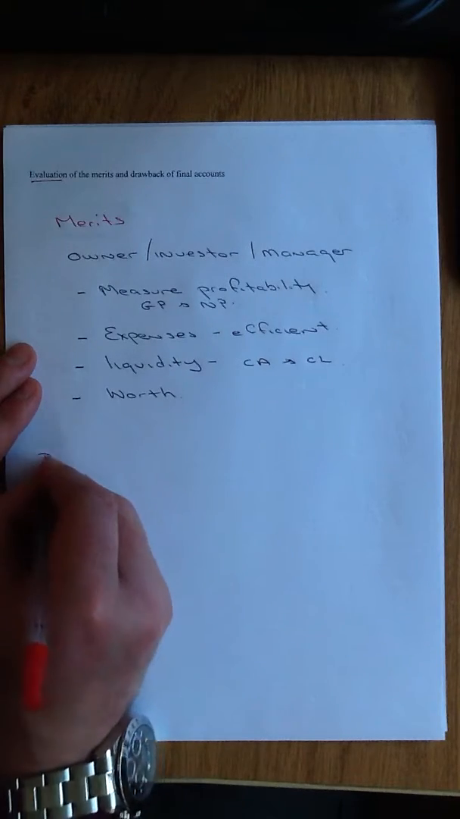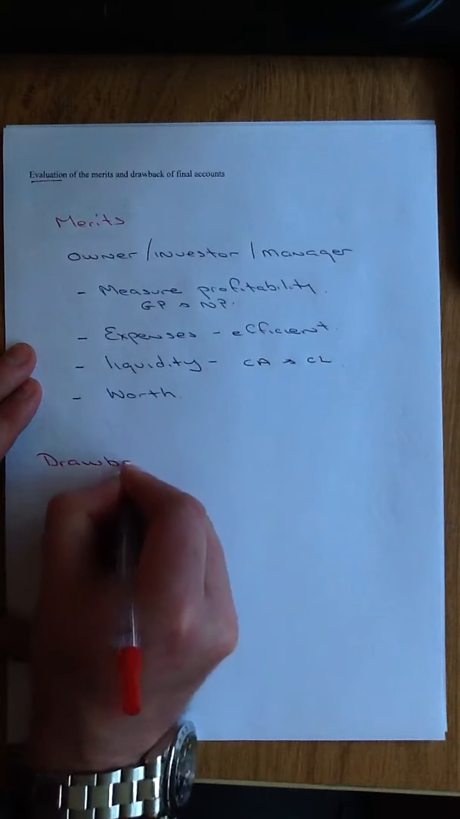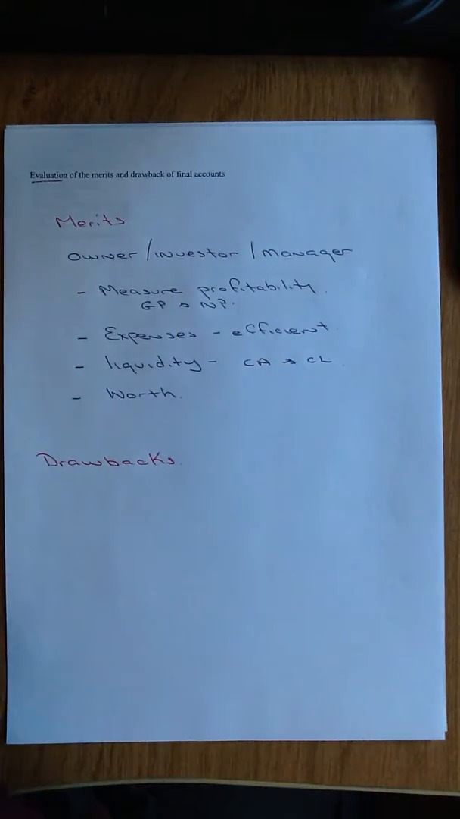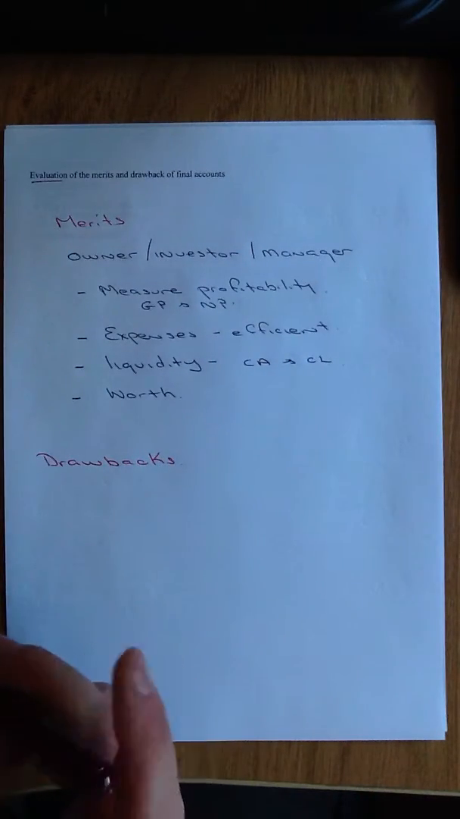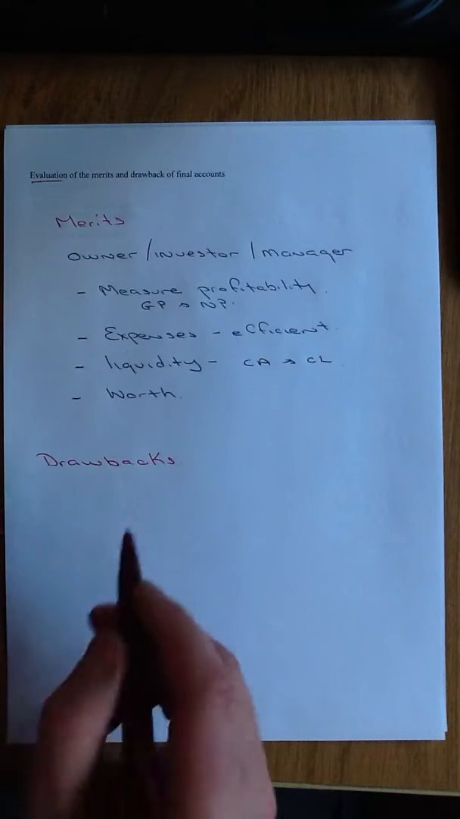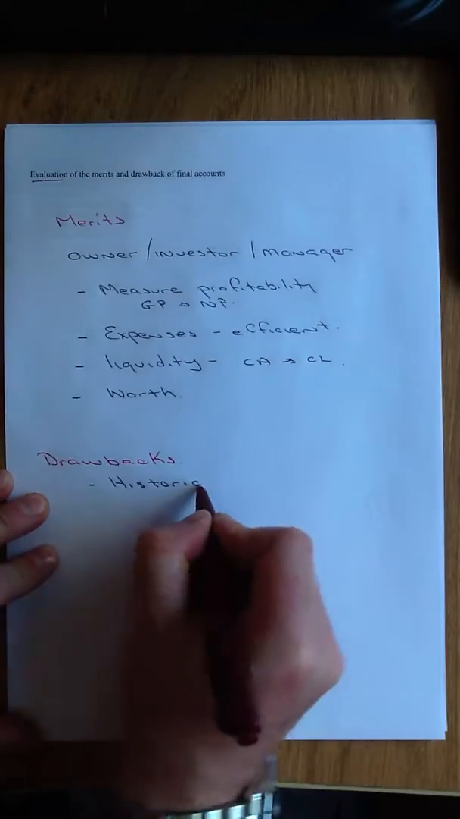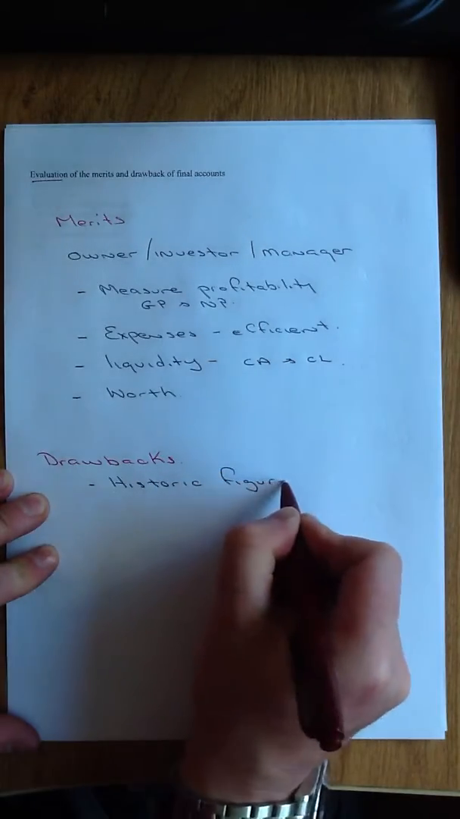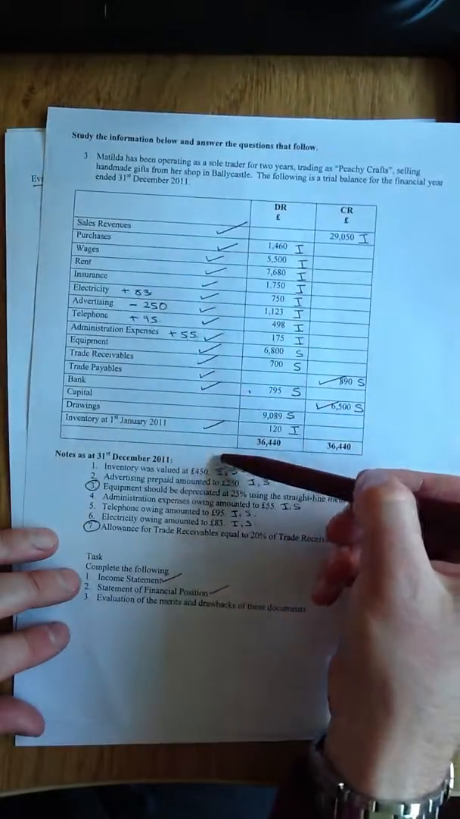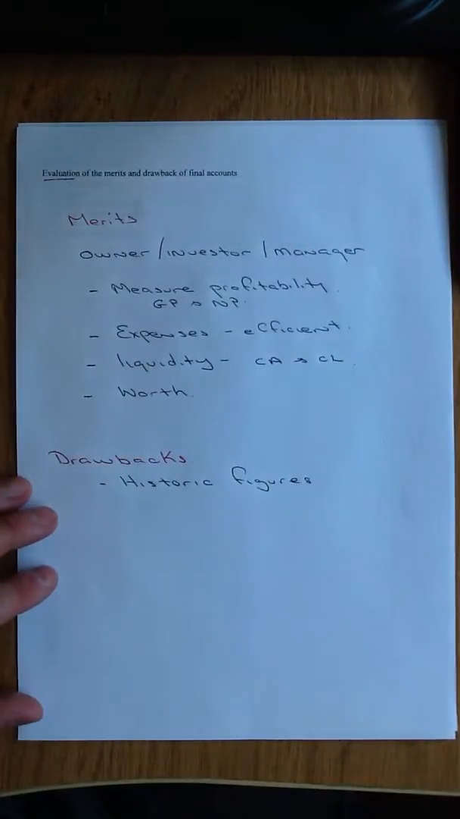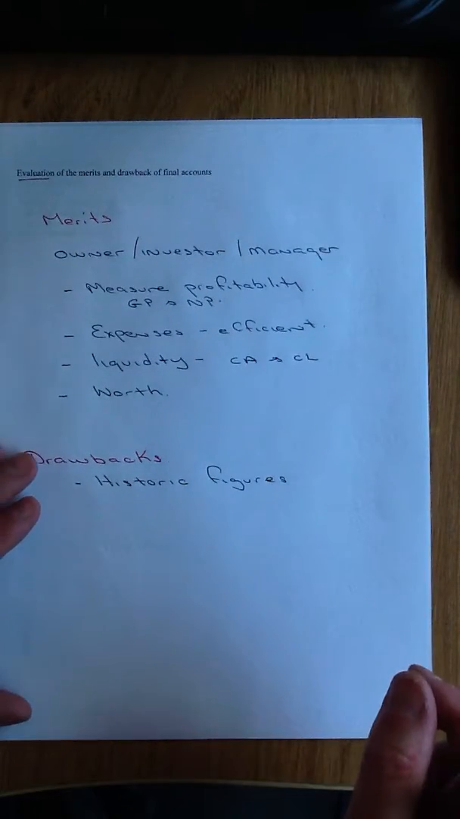And now the drawbacks. So we look at the drawbacks of the final accounts for a business. The first drawback of the final accounts is that it's based on historic figures. Figures that are out of date. These figures here are for the past year, but we're now maybe 6 months on, so they're based on old figures that are out of date.